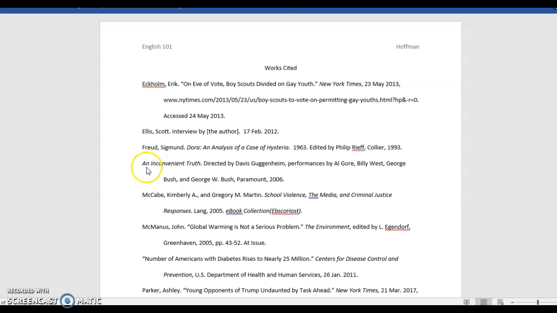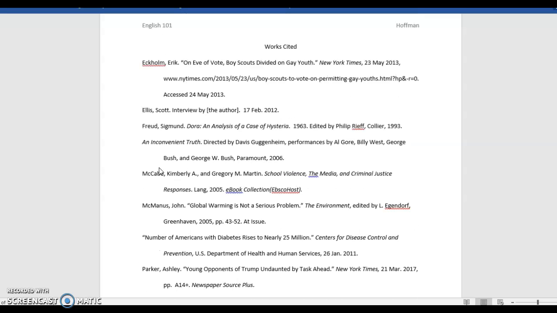First of all, you see An Inconvenient Truth. Some of you may have placed it first because of the word "an." We always skip the articles, the, a, or an, and go to the next word, which is "inconvenient" in this case. Otherwise, we'd have big clumps of sources at "an" and "a" and "the."